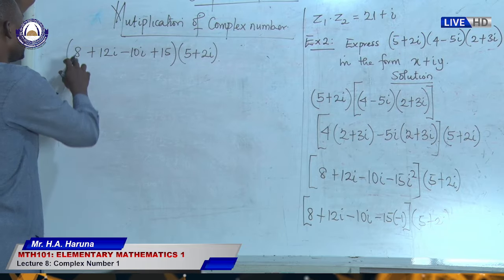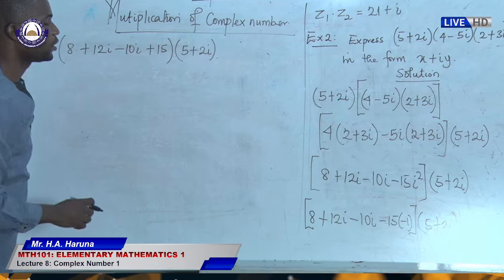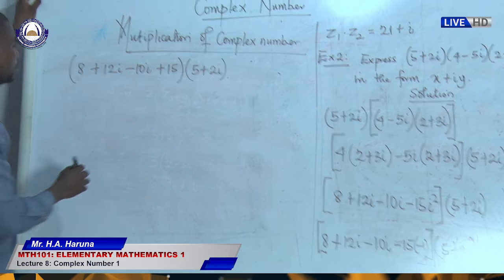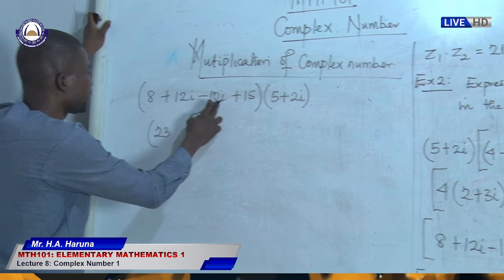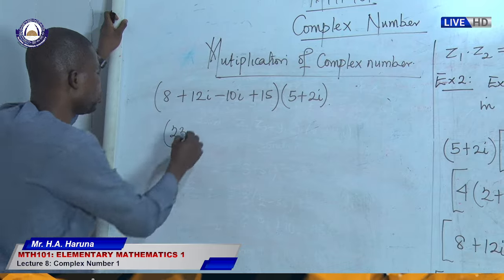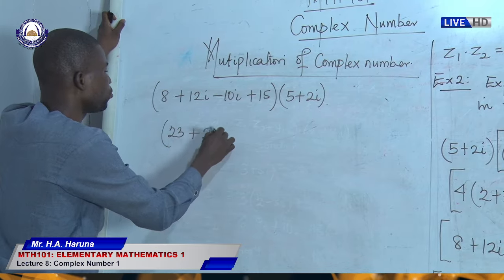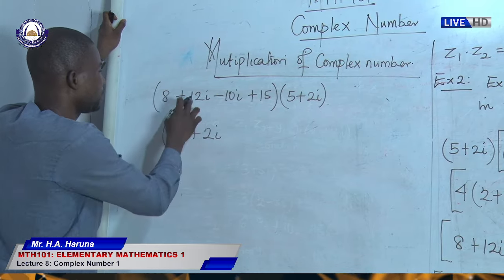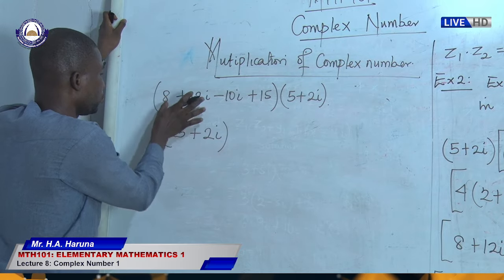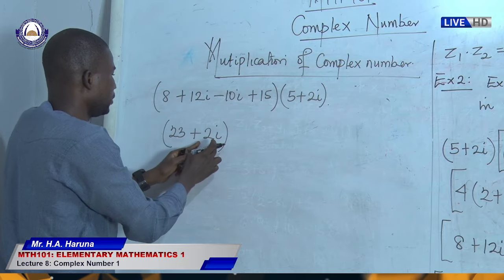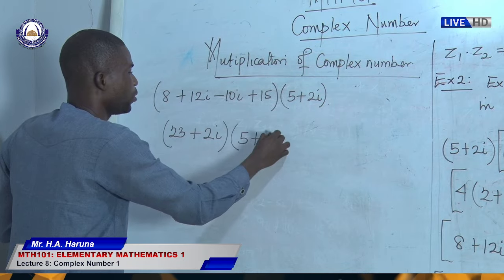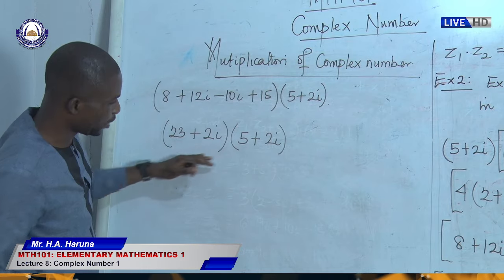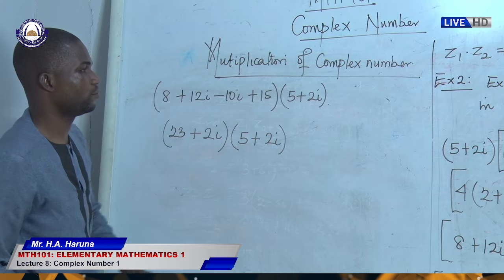Now when you do this, 8 plus 15 gives me 23. So you have 23, 12 minus 10 gives me 2. So you say that plus 2i. Then you close it. Because we've done the real part, and this is the imaginary part. So another bracket is here, don't forget, plus 2i.